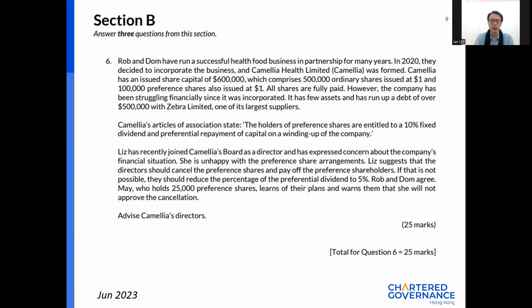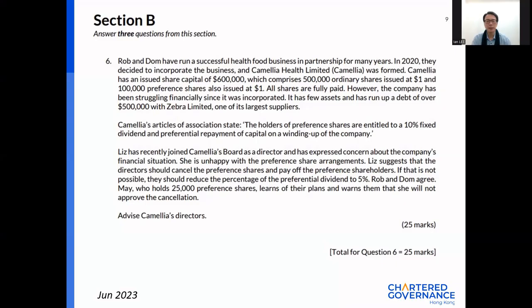However, the company has been struggling financially since it was incorporated. It has few assets and rather a debt of over 500,000, with Zebra Limited, one of its largest suppliers. So, possible solvency issue.